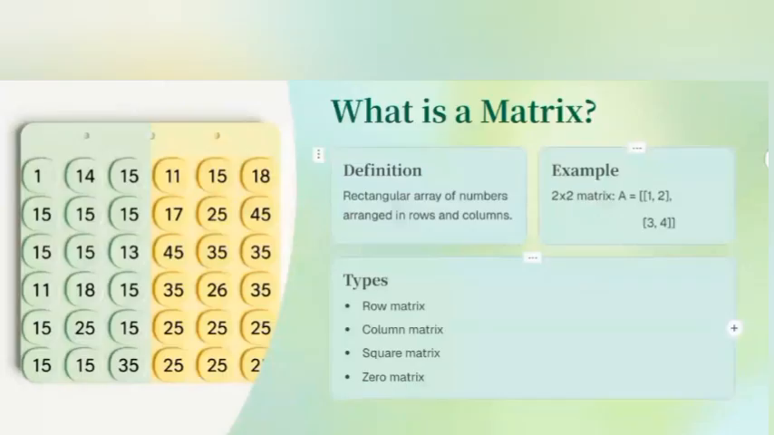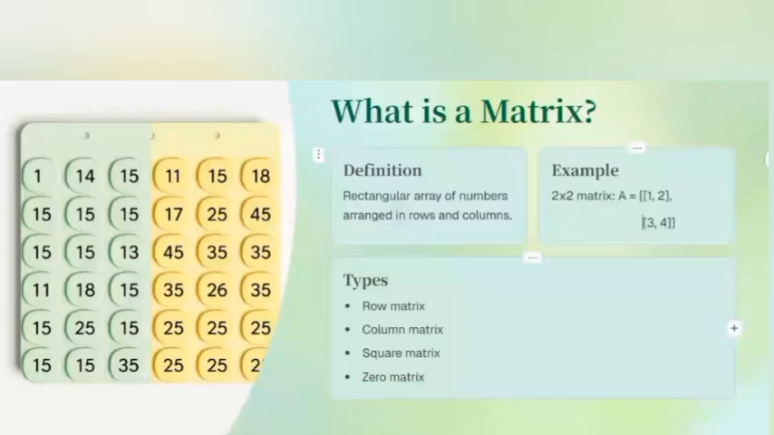Now, the zero matrix, which is the last one we have here, is basically a type of matrix in which every single member or element of that matrix is zero, no matter what it is. Every single element is zero. So that's what it means to have a zero matrix.